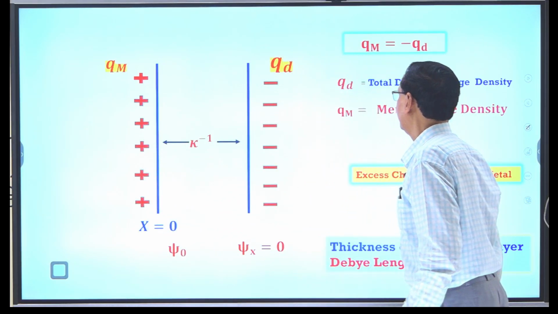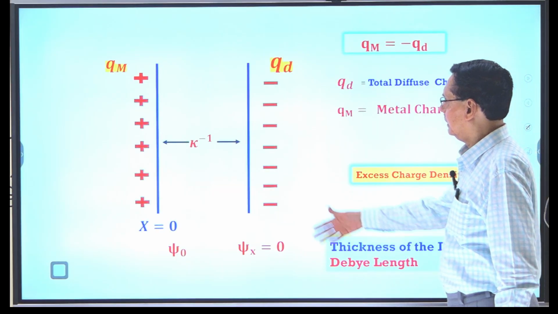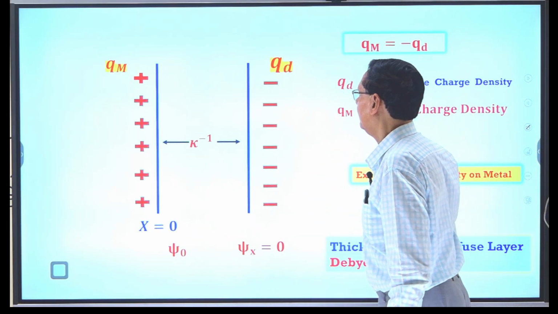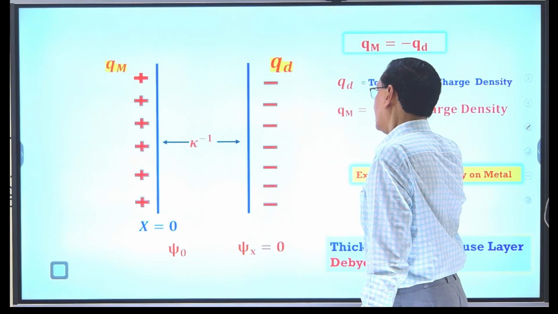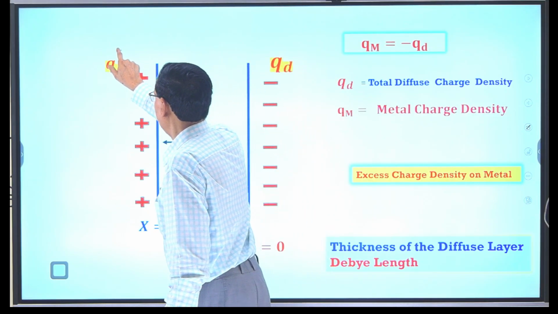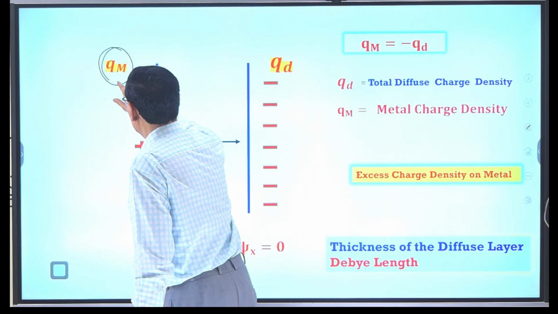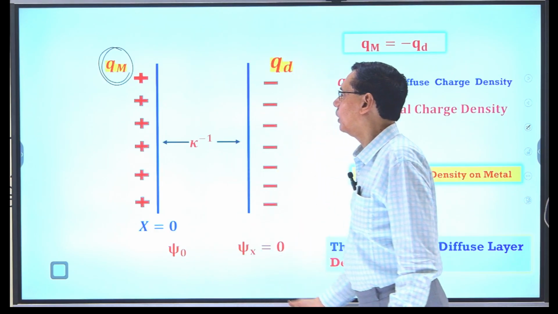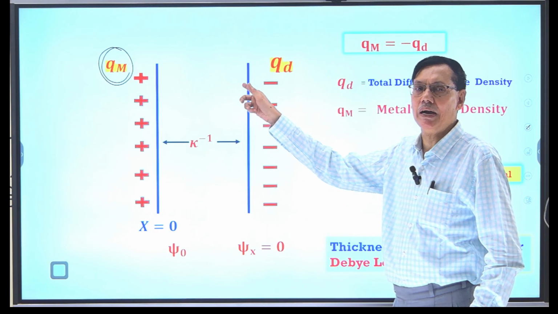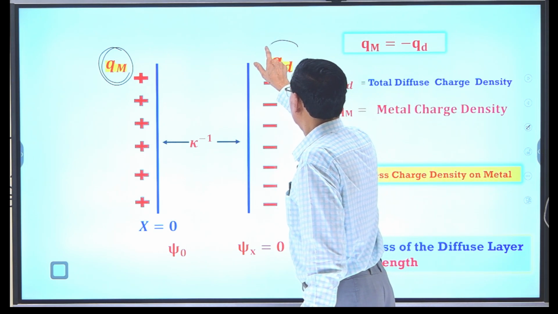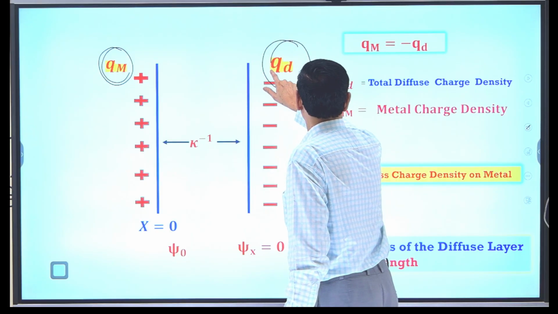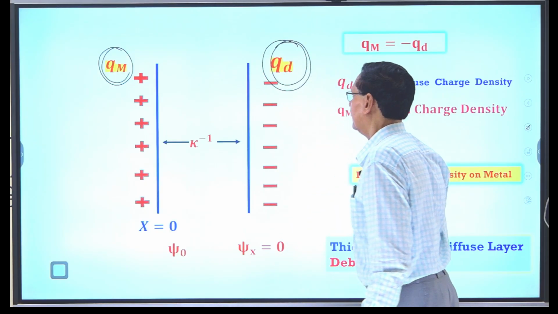Hypothetical thinking that this is the electrode and definitely we will calculate the metal charge density, that is called the Qm. And you know that Qm plus Qd is equal to 1. So Qm is equal to minus Qd. So that is the total diffused charge density.